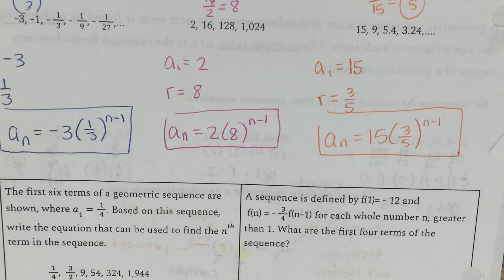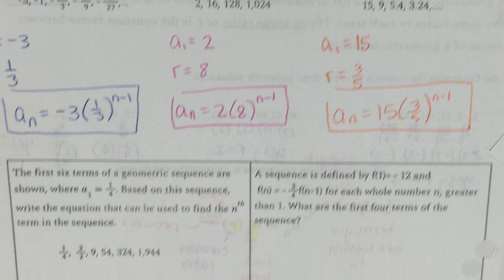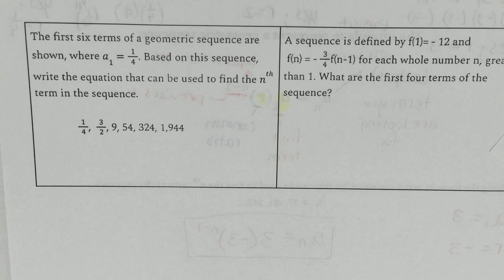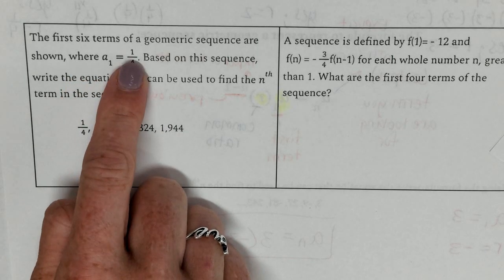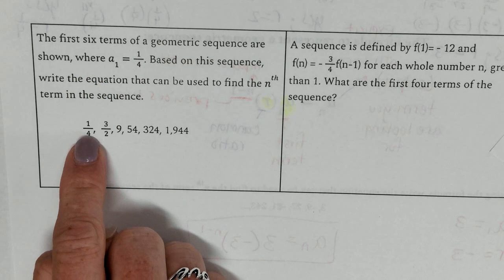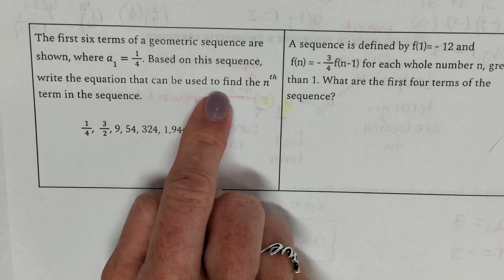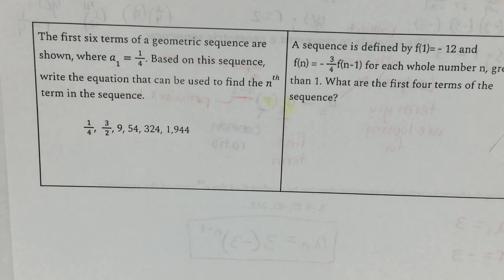Questions, comments, concerns? All right, let's do 2 questions. This first one's not hard at all. The second one is kind of challenging. So the first one says the first 6 terms of a geometric sequence are shown. So here's the first 6 terms where the first term is 1/4. Okay, well that's what they showed us. Based on this sequence, write the equation that can be used to find the nth term in the sequence.